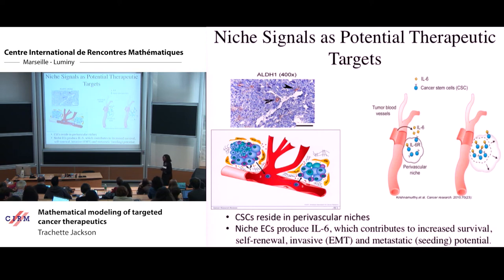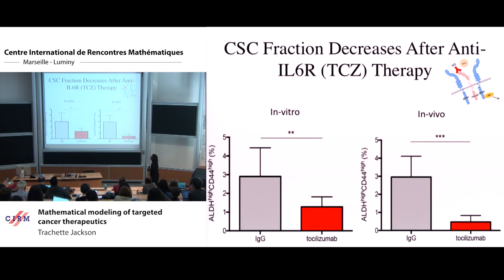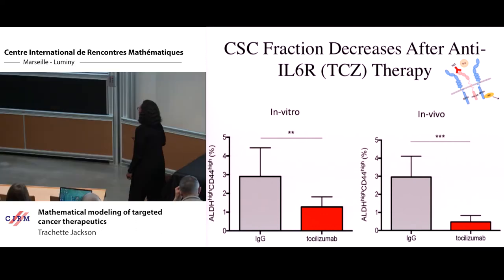Now, if we can target the production of this chemical, we should hopefully be able to contain the stem cell population. So how are we going to target it? Well, we can trap it after it's made, or we can block the receptors that it tries to bind to, just like before, right? So does it work if you do that? Well, here's some data for an in vivo and an in vitro setting that looks at a drug, I'm going to call it TCZ, that blocks the receptor that the IL-6 binds to. And without treatment and with treatment, you see that you get a smaller stem cell pool in both cases.